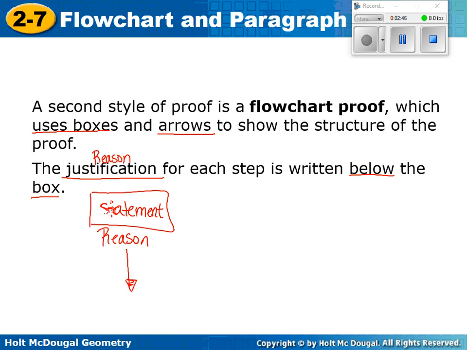That's going to tell you from this statement, this is the next statement that they were able to conclude. It may be that there's a couple statements that are put together to get a new statement. So then the arrows will come together and point in a box. So that's the part that's better about a flowchart proof, is it makes you connect the thoughts and show what came next instead of just listing all of these thoughts.